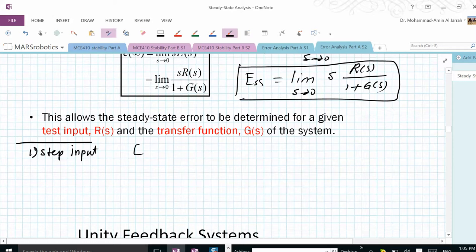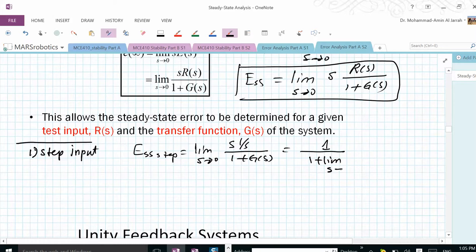A step input, therefore, ESS, the steady state error to a step. Obviously, a step equals what? The limit as s goes to 0 of s times R(s), which in this case is 1 over s, over 1 plus G of s. This is basically 1 over 1 plus the limit as s goes to 0 of G of s, and this is equal to 1 over 1 plus Kp.